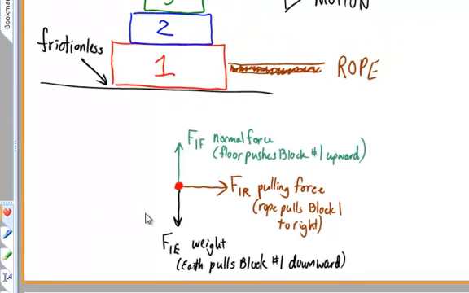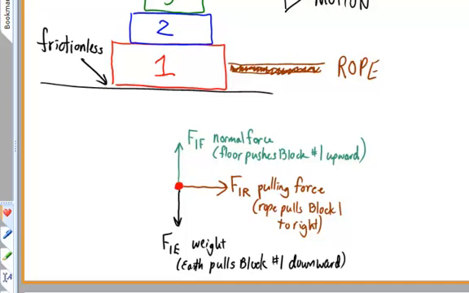Now notice in this diagram that F stands for floor and not for friction, because we've said at the start that the surfaces between the floor and block number 1 are frictionless. Now, block number 2 exerts some forces on block number 1. Block number 1 feels pushed downward by block number 2. That's not a gravitational interaction. Rather, it's a contact force.